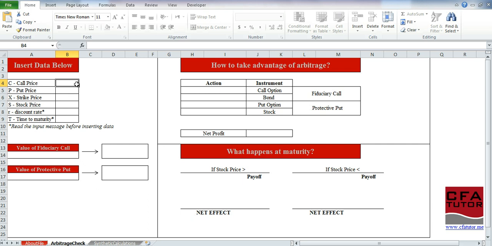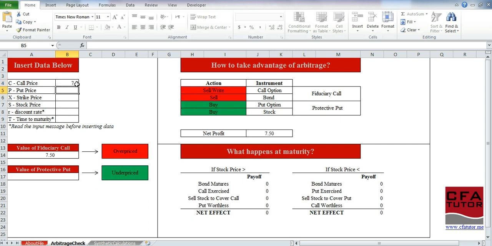So we have a call price of 7.5. The minute that you enter a call price of 7.5, by default the file is assuming a 0 value for all the other inputs. So this is why you are seeing that the left hand side is overpriced and the protective put, which is the put plus the underlying, is underpriced over here.